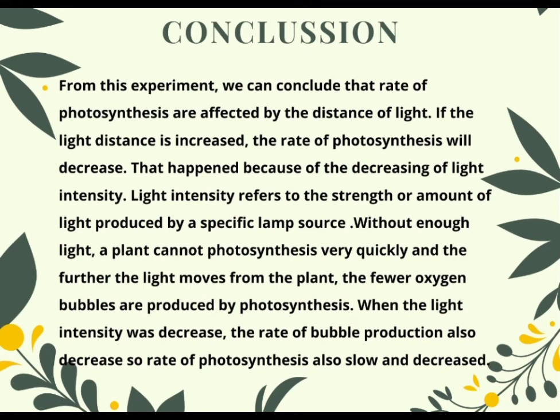Light intensity refers to the strength or amount of light produced by a specific lamp source. Without enough light, a plant cannot photosynthesize very quickly, and the further the light moves from the plant, the fewer oxygen bubbles are produced by photosynthesis. When the light intensity decreases, the rate of bubble production also decreases, so the rate of photosynthesis also slows and decreases.